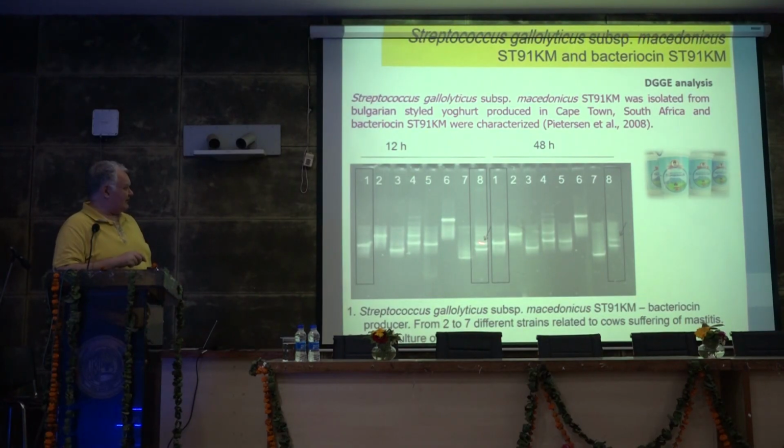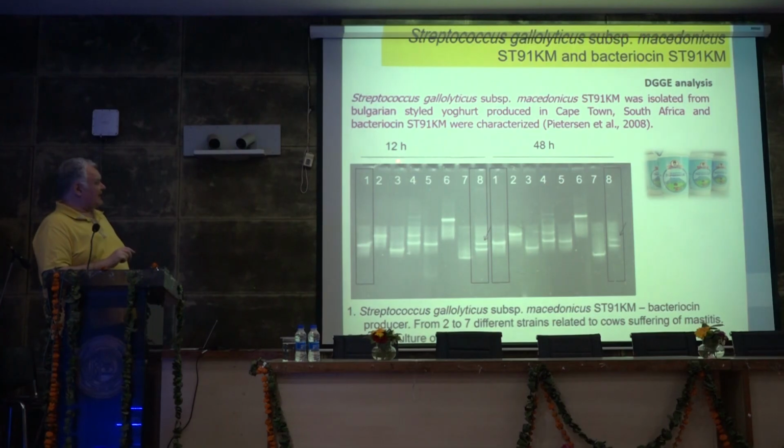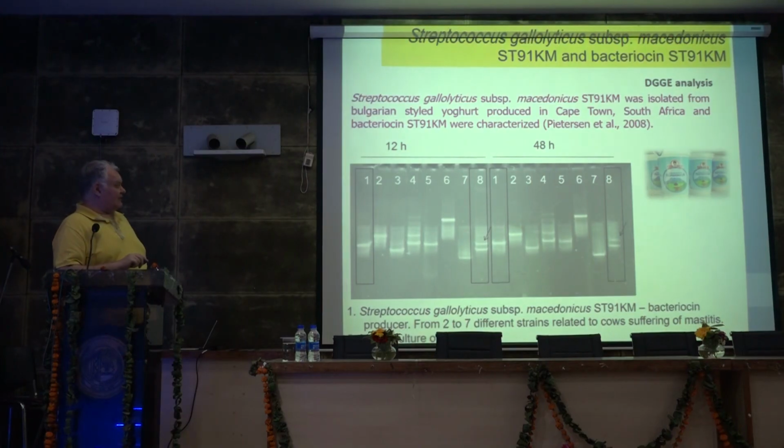Yeah, it's here. Wanted to see this arrow. And then we were checking after 12 and 48 hours, taking care to be sure that we're isolating DNA from the live cells. And then we had a sample when all of them, the bacteriocin producer and 6 pathogens, were put together. So DGGE again, this 1 to 7 is our control, it's our pure cultures.